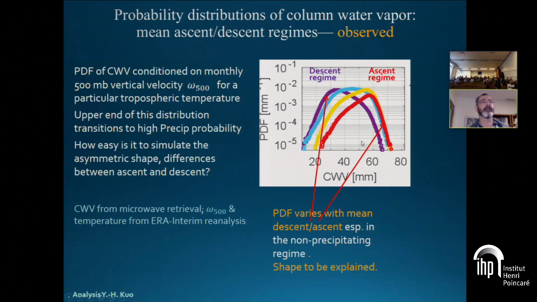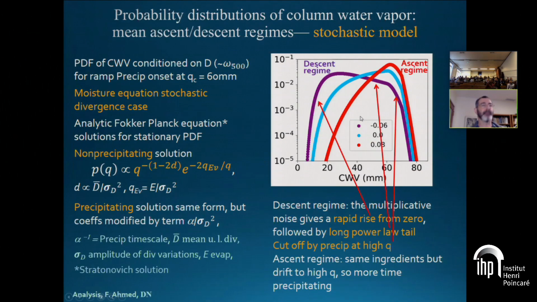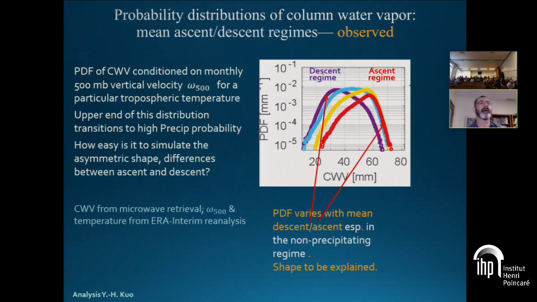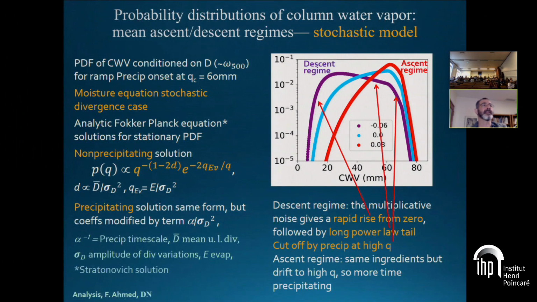Now let me remind you, I'm just going to zoom in on one panel of what you saw last time. This is the PDF of moisture when you're dividing by ascent regime and descent regime. In the descent regime in observations, you spend a long time at relatively low water vapor, but you slowly drop until you still sometimes hit the precipitating regime. And if you're in an ascent regime, you spend more time up there. Can we explain the shapes of these distributions from that stochastic model?